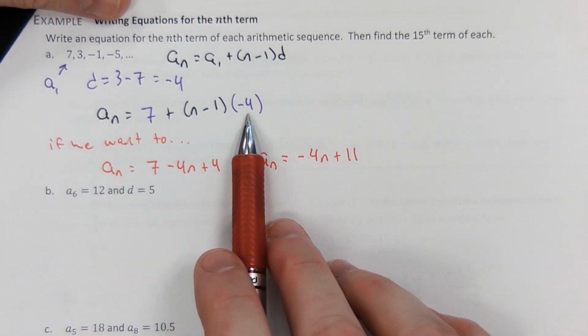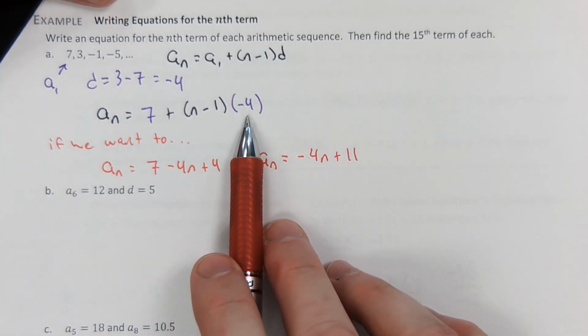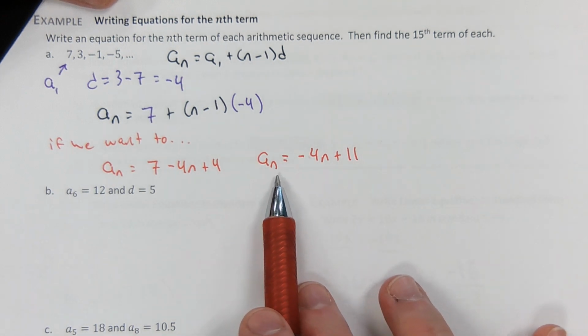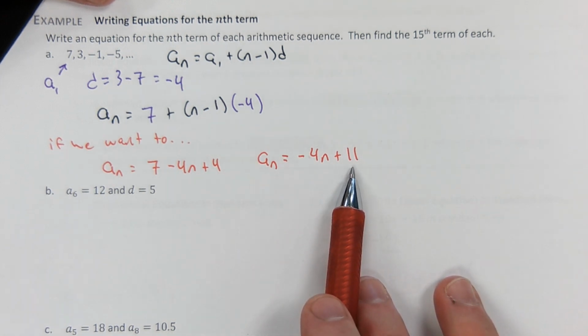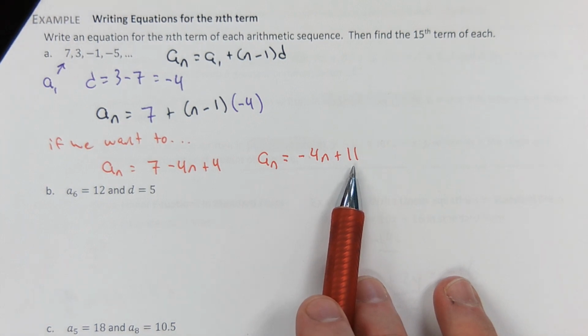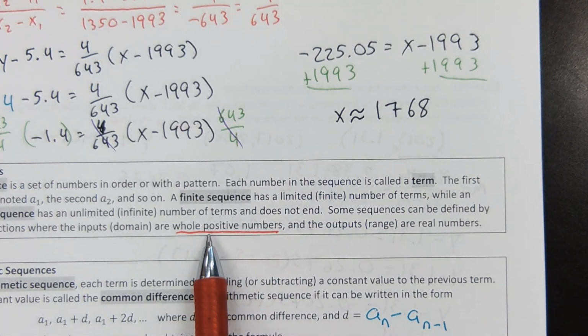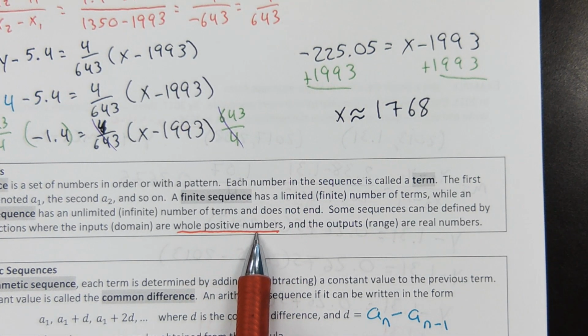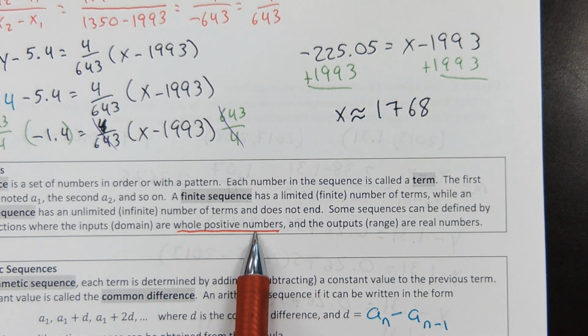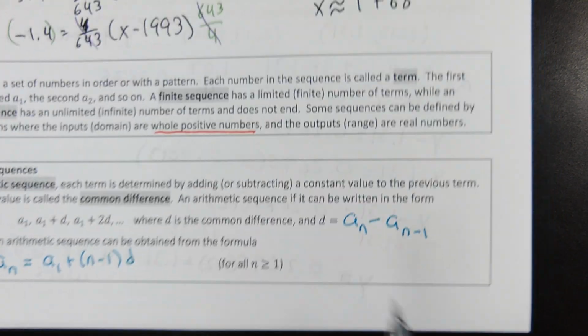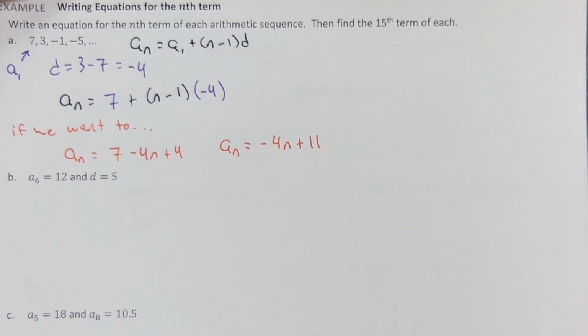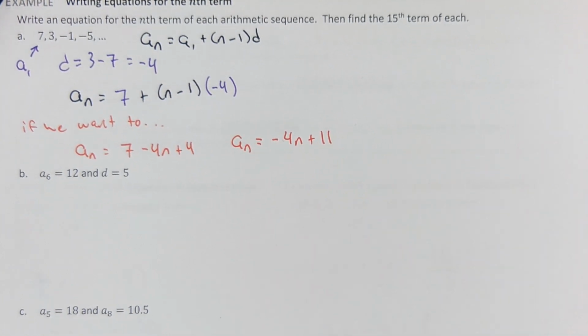Because if you distribute the common difference and combine your like terms, you could get a linear model for your sequence. You always just make sure that n begins at 1. If you recall from yesterday, whole positive numbers. So n can't be 0, but n could be 1. See? So if you look at this, what appears to be a linear model, what does the common difference represent? If it was a linear equation, what is that common difference representing here?